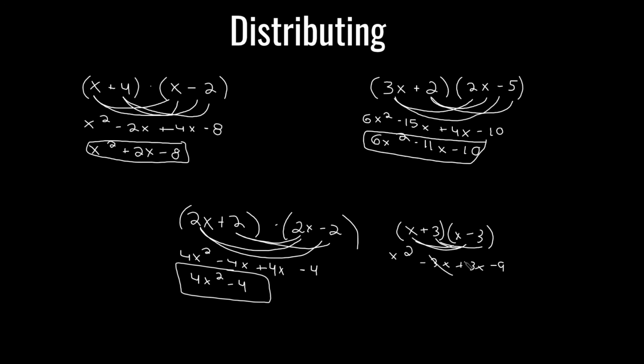When combining our like terms, we'll see that the 3x and the negative 3x cancel out to leave us with x squared minus 9.